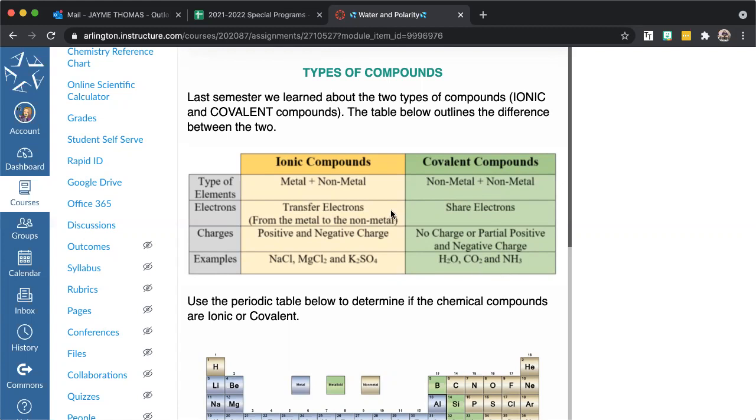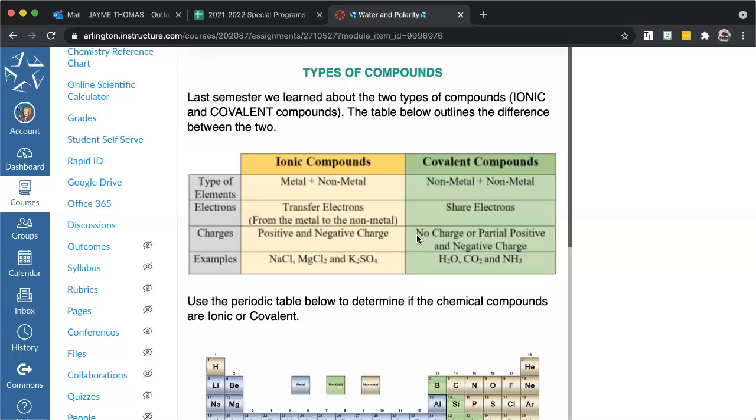For ionic compounds, they transfer electrons. The metal loses its valence electrons and gives them to the non-metal. Then you end up with a positive and a negative charge that are attracted to each other, and that holds the bond together. For covalent compounds, since they're both nonmetals, there's no metal to give away electrons, so there's no transfer. They just share electrons, because both nonmetals want to gain, so they compromise and share. They form a bond by sharing electrons.